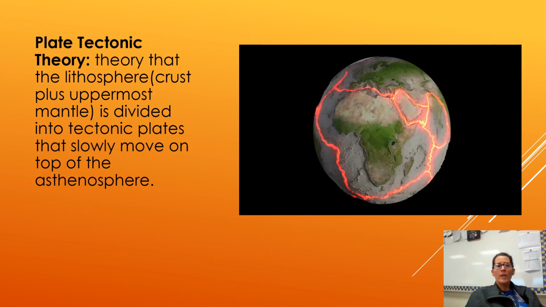Here we go with plate tectonic theory. This is what Alfred Wegener came up with. He said the theory that the lithosphere, which is the crust and the uppermost mantle, is divided into tectonic plates that slowly move on top of the asthenosphere. Okay, so that's all that means. The plate tectonic theory: the theory that the lithosphere is divided into tectonic plates that move slowly on top of the asthenosphere.